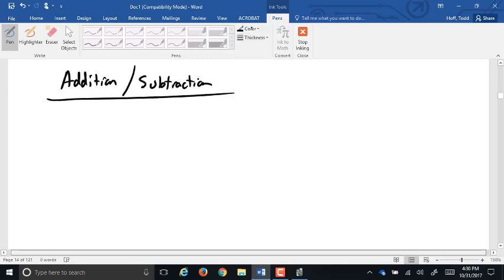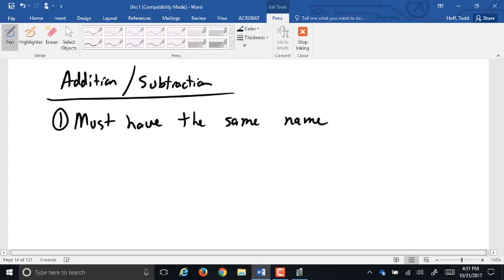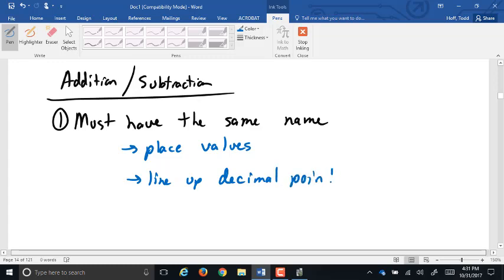So the rules for addition and subtraction, if you recall, number 1 is when we add or subtract numbers, we must have the same name. When we're dealing with decimals, what that comes down to is place values. Just like it did with whole numbers, we had to line up the columns so that our place values were lined up. Well, to line up place values with our decimal numbers, that means you have to line up the decimals. So we line up the decimal points.